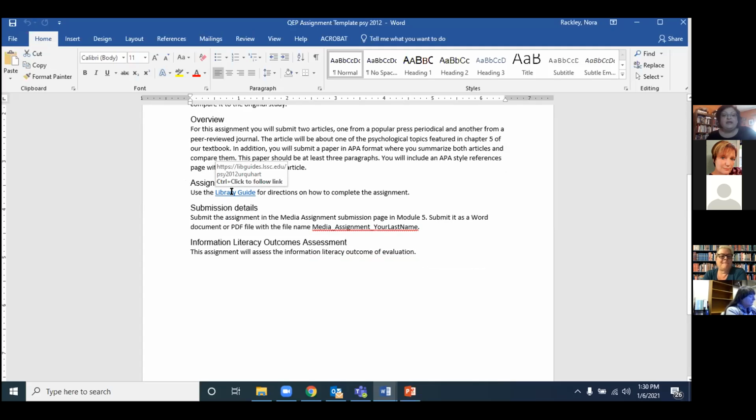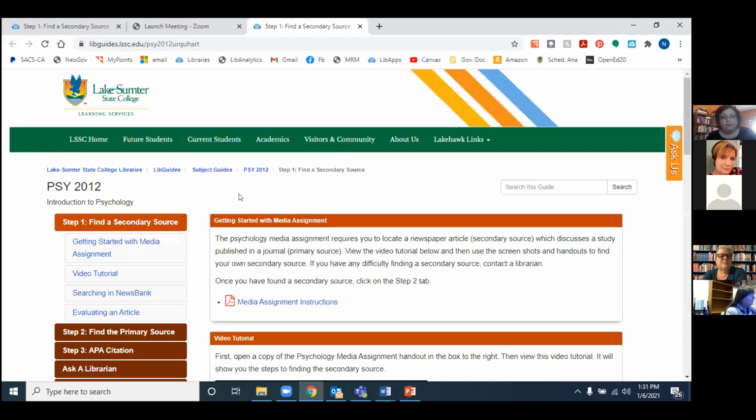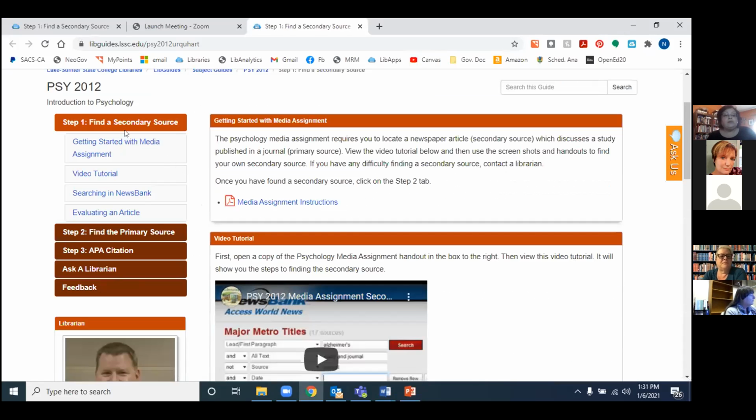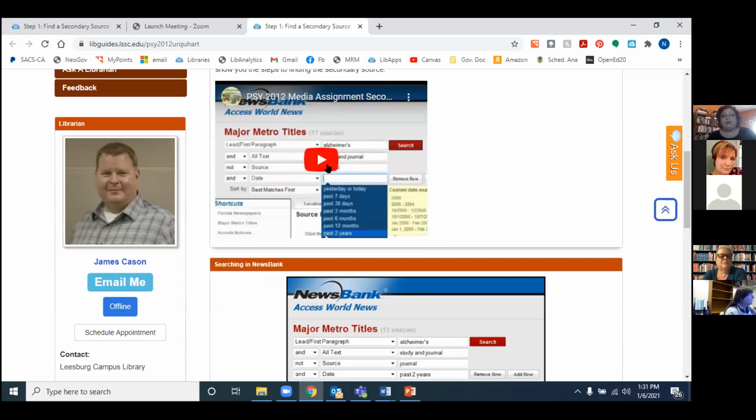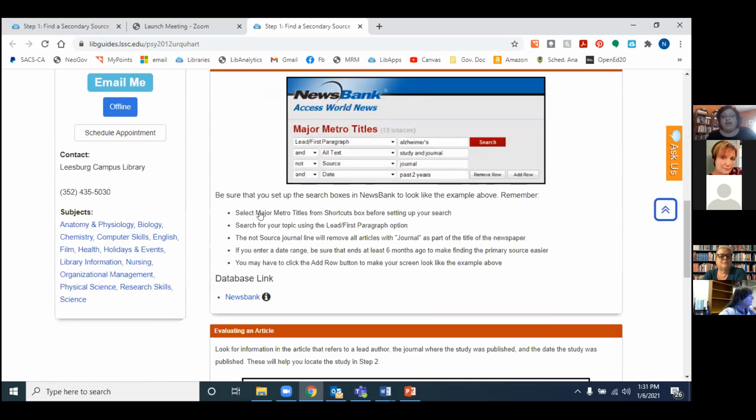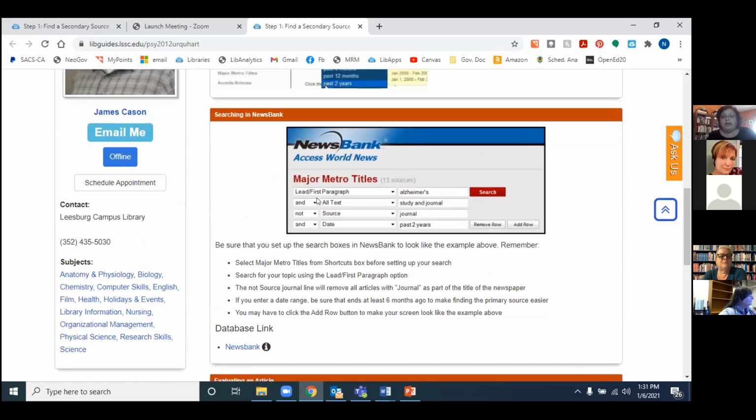I specifically said use the library guide for directions on how to complete the assignment, because that assignment as it stands is incredibly complicated. And we created 3-part instructions for how to actually complete this assignment. James created videos. We created how to search a news bank. We have a picture of how to construct the search.